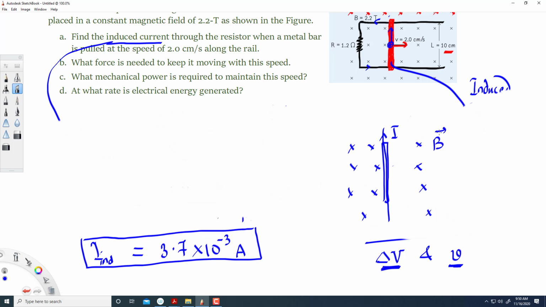To the right. Okay, let's see. So magnetic field pointing into the page, and then that's the direction of current. Magnetic field, that's the force, right? So to the left. So force is to the left.